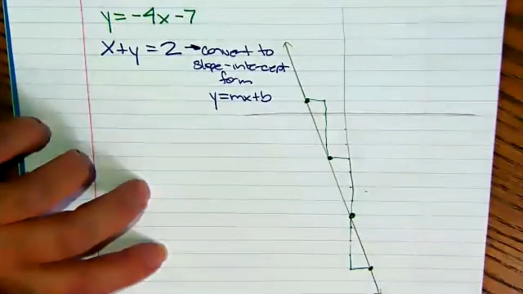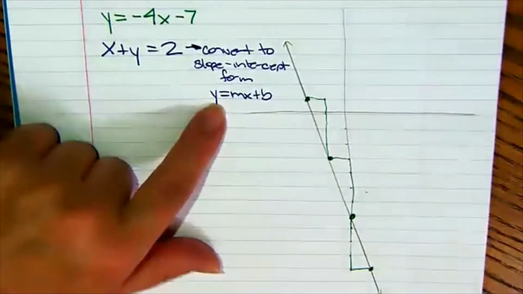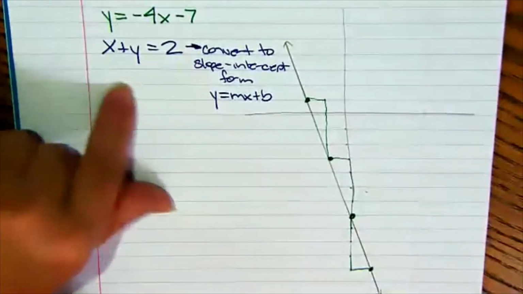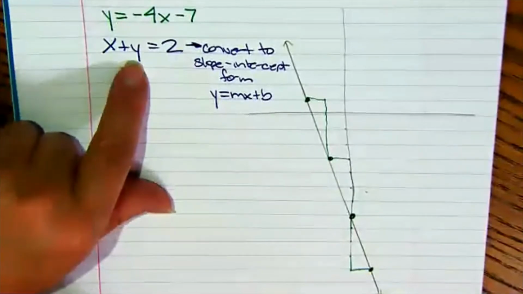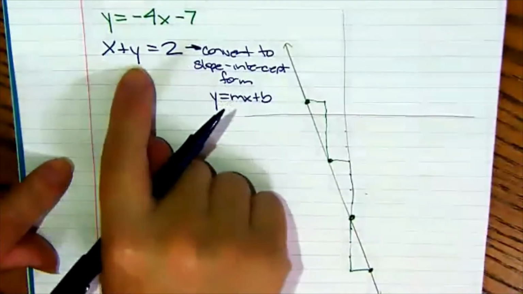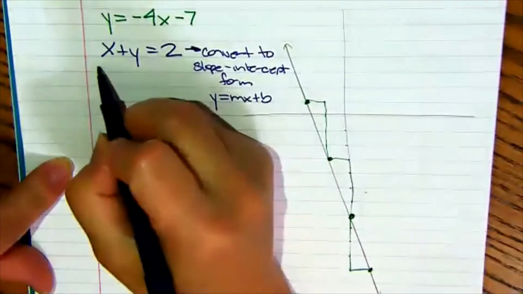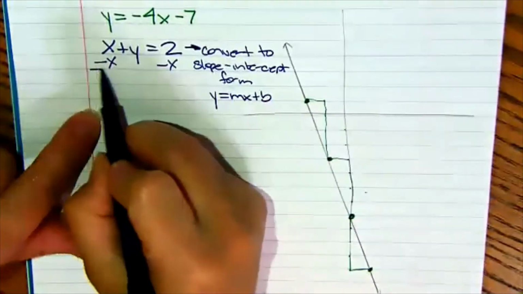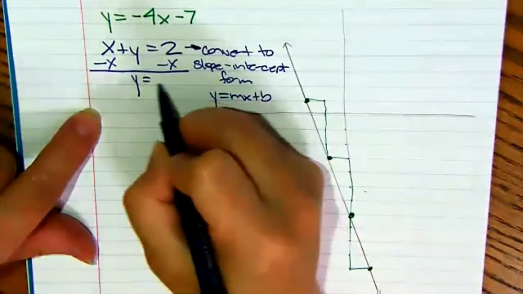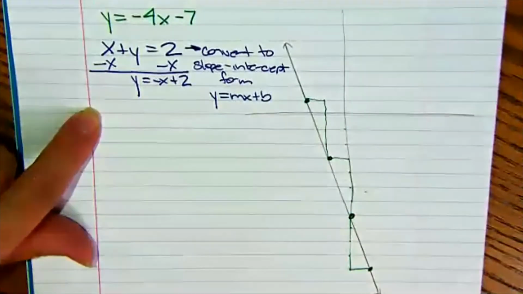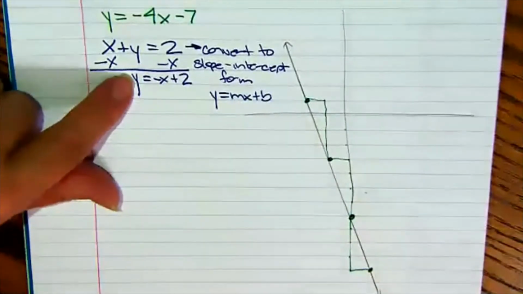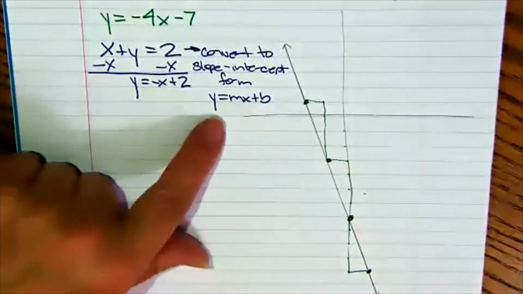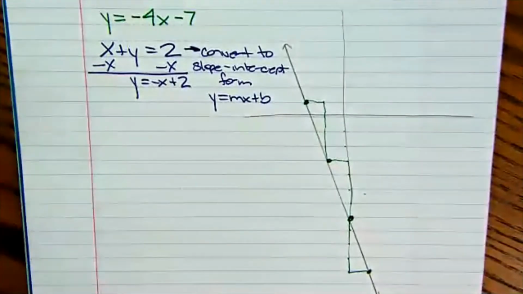Okay. So in slope-intercept form, y is isolated. So I need to rework this so that y is isolated. So I need to get y by itself. So I'm going to subtract x from this side. What I do to one side, I must do to the other. And I now have y equals negative x plus 2. This is in slope-intercept form. Y equals mx plus b. So now I can graph this.